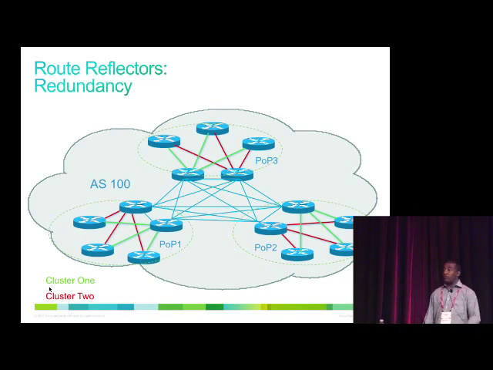So here is an example of redundancy. This example shows 3 POPs. Each POP has 2 route reflectors, which means 2 clusters per POP. So even though it says here cluster 1 and 2, you actually have, in effect, 6 clusters in this case. So 2 clusters per POP. Each client connects to 2 route reflectors in each of the 2 clusters.